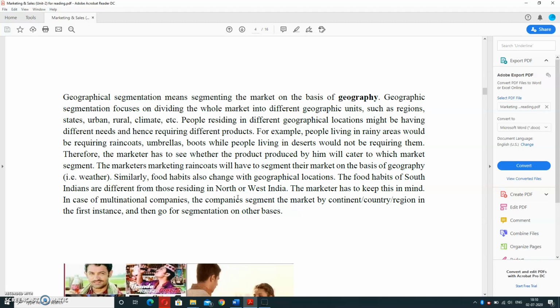Location to location, food habits are going to change. In North India, food item demand is different. In South India, different flavors are liked by people. In the West, different food habits are required. So food habits are also changing on the basis of geographic location. North, south, east, west, everywhere the culture for food habits is different. So dividing the market on the basis of food habits by location comes under the category of geographic segmentation.